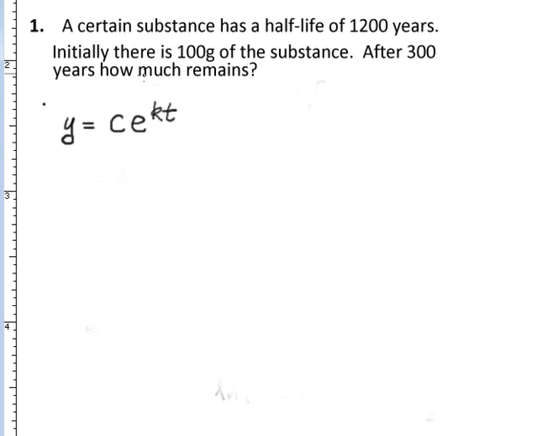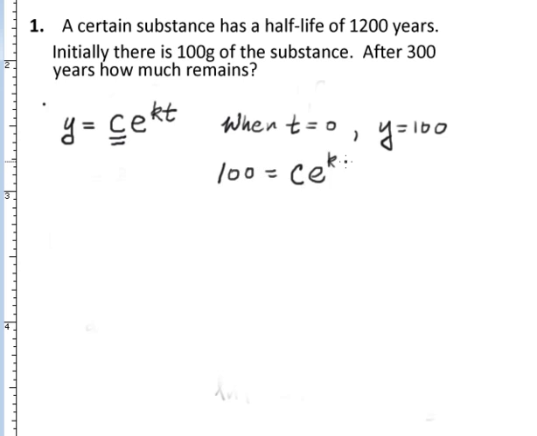So let's start with this phrase. It says initially there is 100 grams of the substance. That means when t equals 0, y is equal to 100. So let's use that information to find C. Okay, so we have y is equal to 100 when t is equal to 0.